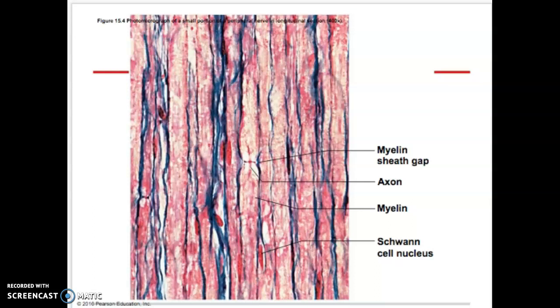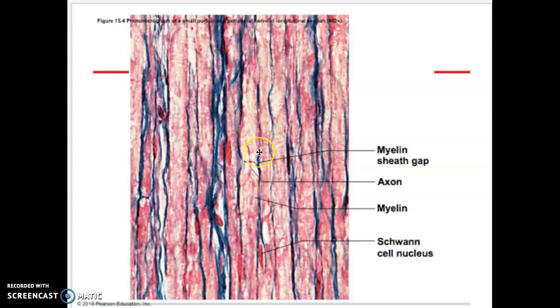Okay, so we're just going to wrap up nervous tissue in this second part, and I just wanted to spend a little bit more time on this slide. So again, this is a longitudinal section of a nerve, and we can see axons coming down, and we can see those Schwann cells forming the myelin sheath.